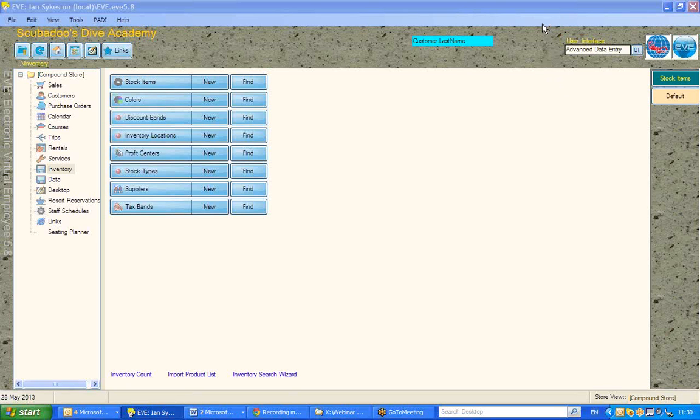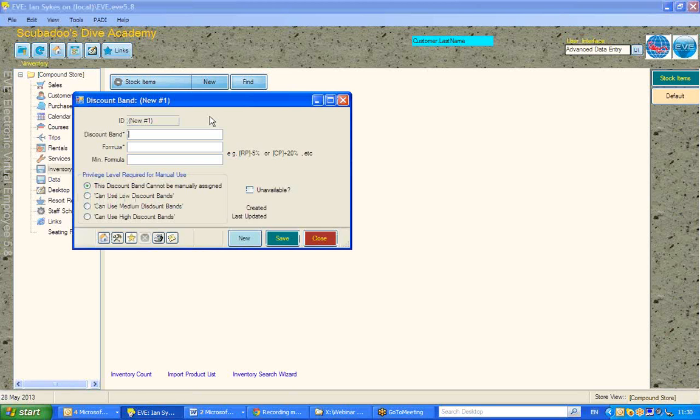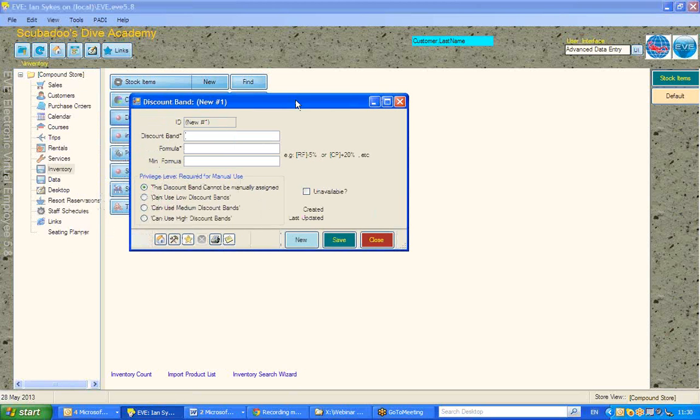To set up discount bands with Eve, go to the inventory module, go to discount bands and click new, and that will open up the discount band form. Two areas are mandatory about a discount band. One is its name and the other is its formula.